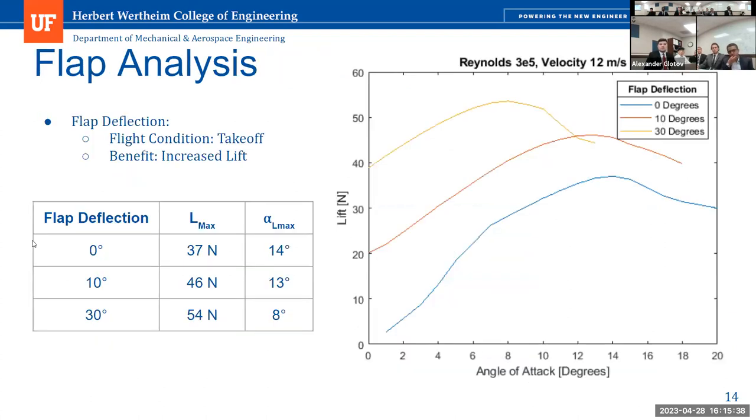Going forward for the flap analysis, as we see over here, for 0, 10, and 30 degrees flap deflection, we saw an increase of maximum lift generated from 37 newtons to 46 to 54 newtons. However, this also resulted in a decrease in stall angle of attack. It went from 14 degrees all the way to 8 degrees. However, we deemed that for our flight, the 10 degree flap deflection would be enough to generate lift to get off the ground.